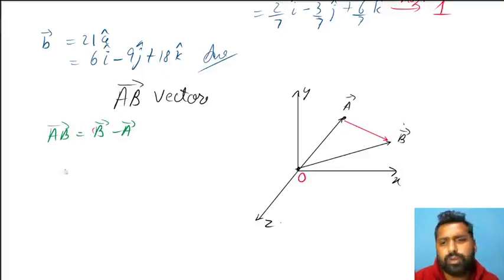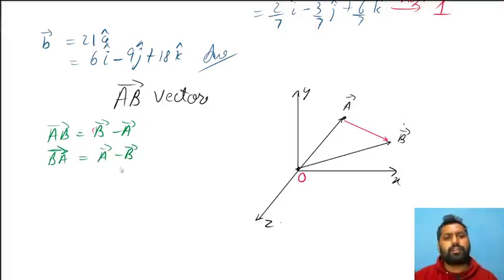And similarly, suppose you want to go in reverse. Instead of the AB vector, you want the BA vector, from B to A. That will be given by A minus B. So whenever you want to generate any vector, you subtract in reverse order. AB vector will be B minus A vector, and your BA vector will be A minus B vector.